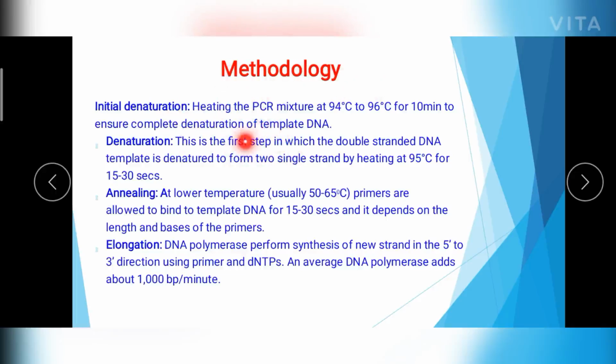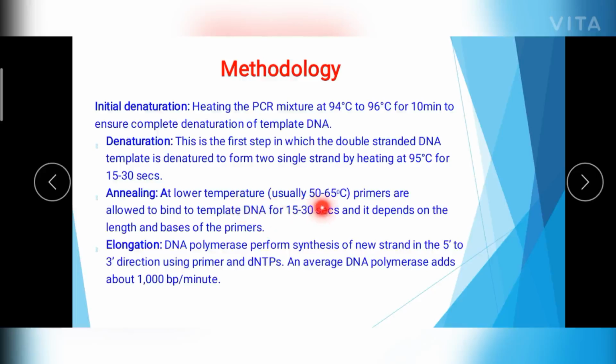At the start of the reaction, you will have a double-stranded DNA molecule. When you heat that mixture at 94 to 96 degrees centigrade for 10 minutes, you will see complete denaturation, that is, the double-stranded DNA is converted to single-stranded DNA. This is the first step. The second step is called annealing, or binding of the primer.